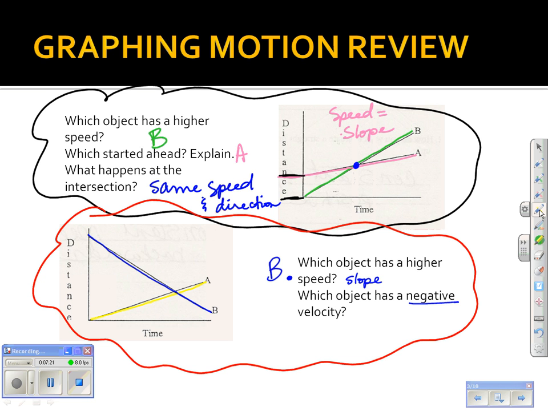Which one has a negative velocity? That would also be B, because it has a negative slope. The negative slope tells me the direction it's going on a distance versus time graph, which means it is going in reverse or heading back towards its origin. So hopefully this helps a little bit in the fact that you can tell if it's going away or coming back or in reverse if you have a distance versus time graph and you're looking at it like this. Okay?